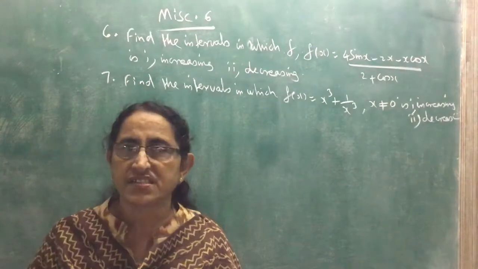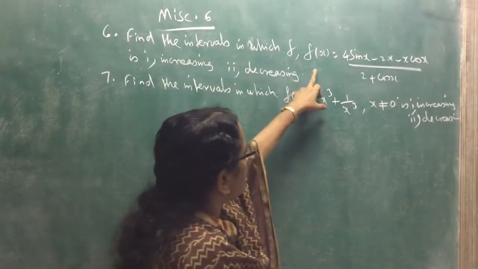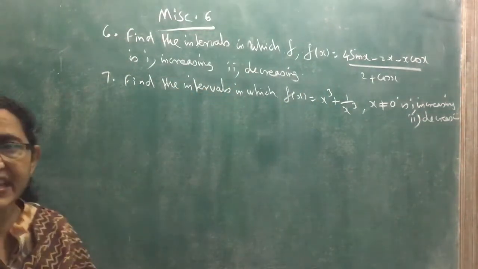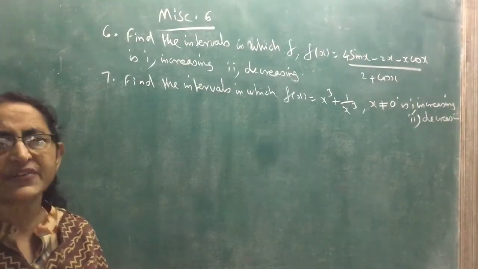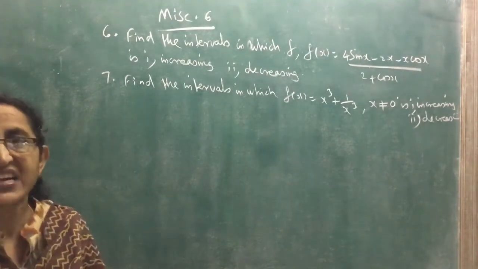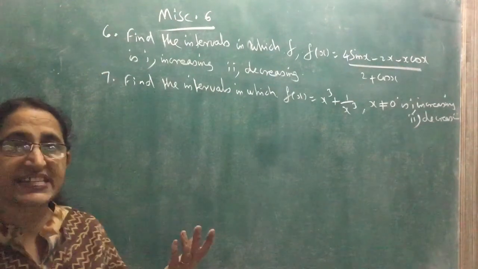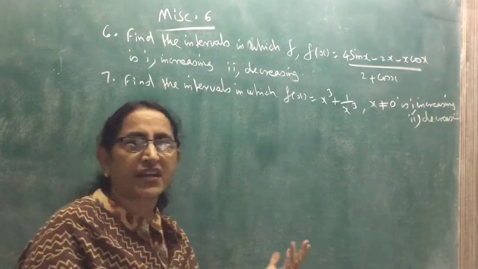Miscellaneous Exercise 6, sixth one. Find the intervals in which the function given is increasing or decreasing. For that, first we find the derivative f dash x, and we will find the values of x for which f dash x equals 0. Then we will split the intervals and find where it is increasing or decreasing.